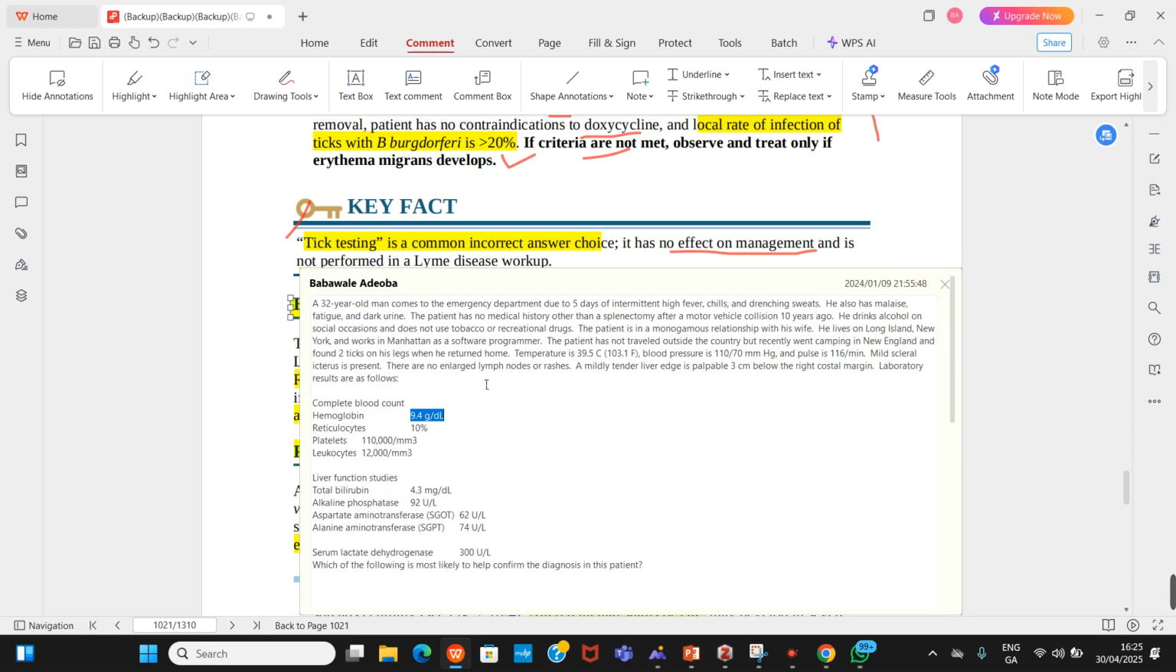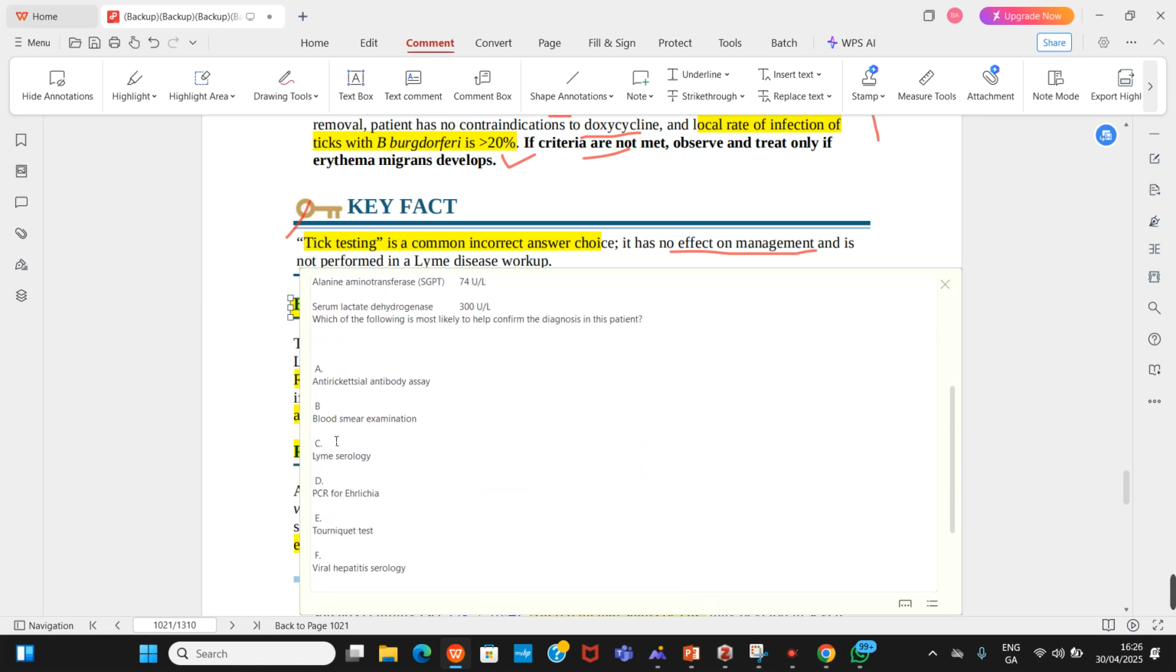so that's likely to be babesia. Even though we are not sure that it's not malaria, the best thing is just to do the blood smear. So if it's malaria, we are going to see it. If it's babesia, we'll see it. So we'll be able to make our diagnosis from there.